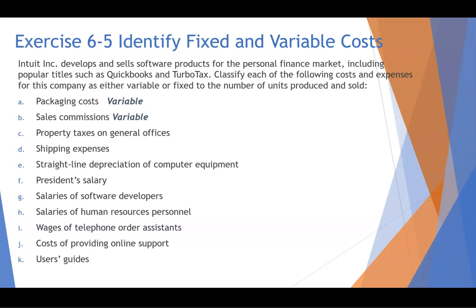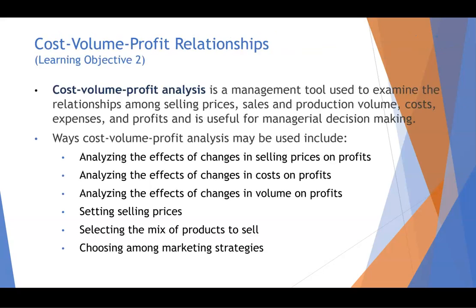Also commissions for sales would be variable. The property taxes on the general offices are fixed. Shipping expenses are variable. Our depreciation, straight line on computer, fixed. President's salary is fixed. And the salary of software developers would be fixed because the developers aren't based on what's being sold. They're developing based on new products coming out in the future. Human resources personnel is fixed. Telephone order assistance would be variable, as would be cost of providing online support and our user guides.